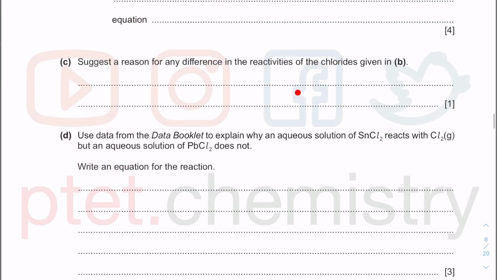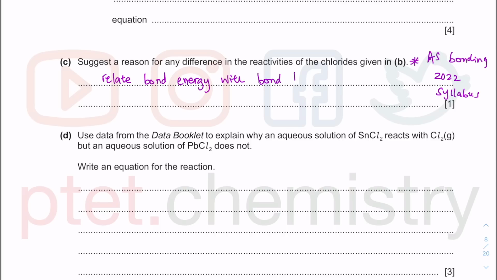That was basically the reason for the reactivity. This is in the AS bonding 2022 syllabus, where they will expect you to relate bond energy, covalent bond strength with bond length. This is to do with the size of your atom, and then you can relate to reactivity. If you need to break the bond, are you breaking a stronger bond or are you breaking a weaker bond?